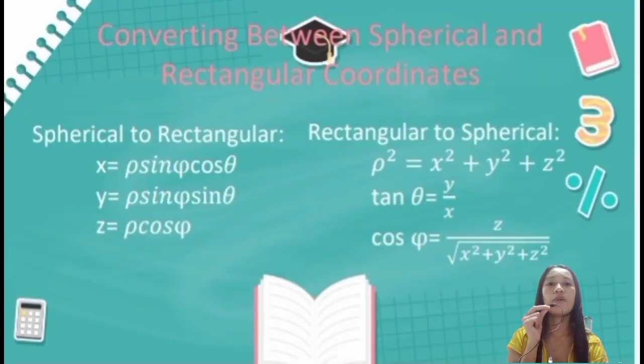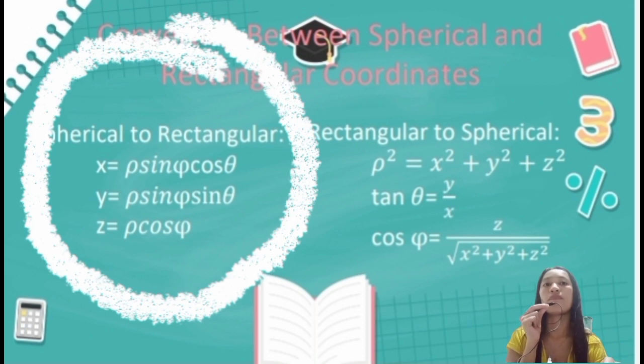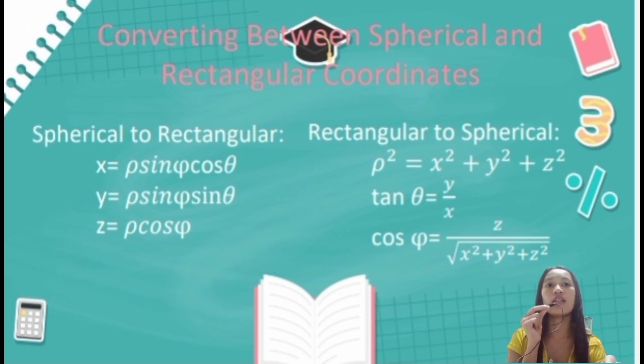We also need to be familiar with the equations to convert between spherical and rectangular coordinates. In converting spherical to rectangular, here are the formulas. x equals rho sine phi cosine theta. y equals rho sine phi sine theta. z equals rho cosine phi.